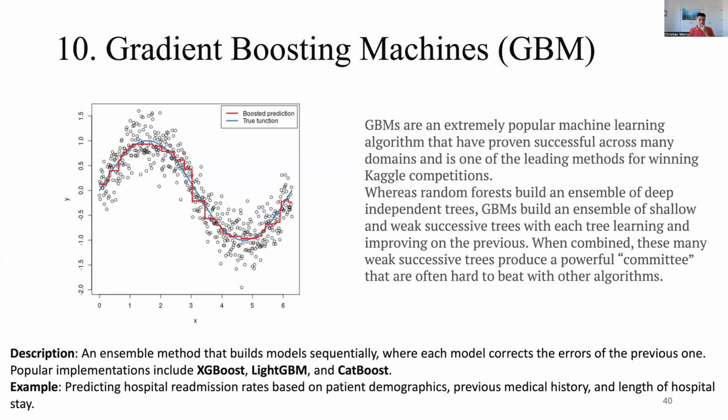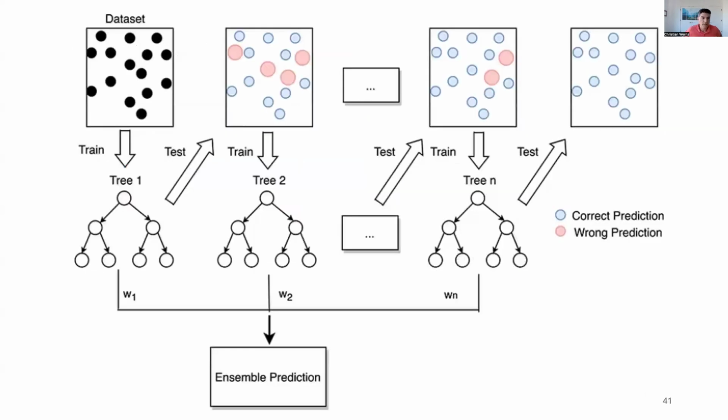GBM is the approach, and popular implementations are XGBoost, extreme gradient boost, LightGBM, CatBoost. Here's the illustration of that. Let's say you have a data set, you make a tree, you test it, you see your errors, you train it again, you test it, and at the end, you have better correct predictions, but you let your trees vote here along the way with different weights. That's your ensemble prediction.